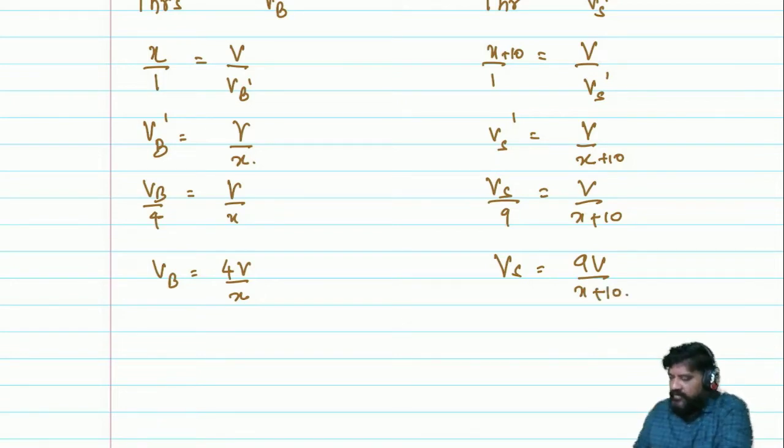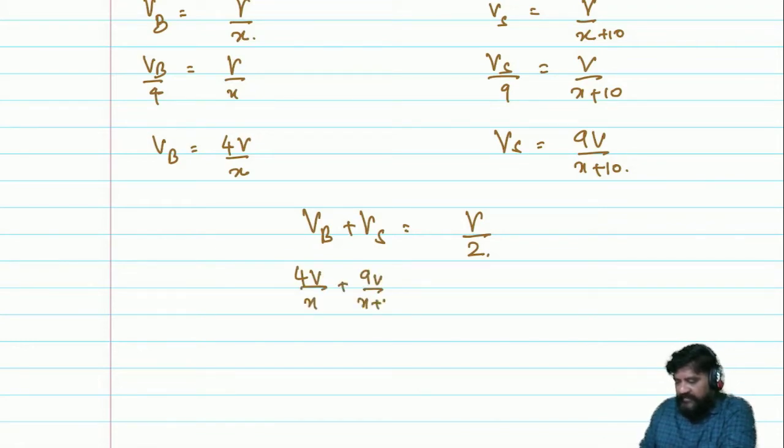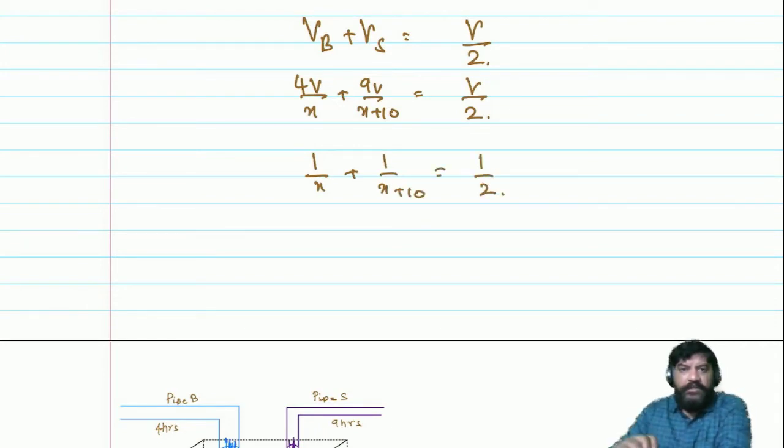So what do I know about this? Well, both the pipes put together, which is the bigger pipe plus the smaller pipe, is only filling half of the volume of the swimming pool. And therefore, now I have 4V by X plus 9V by X plus 10 as equal to V by 2. Now that's your equation. In here, the V's will get cancelled all over. So what you will remain with is 1 over X plus 1 over X plus 10 as equal to 1 over 2.